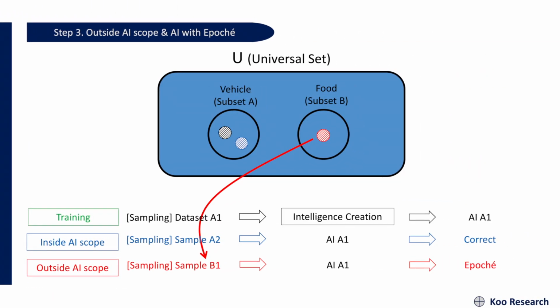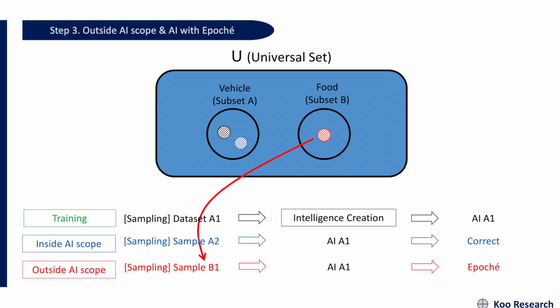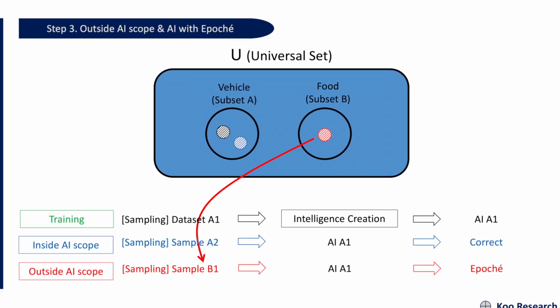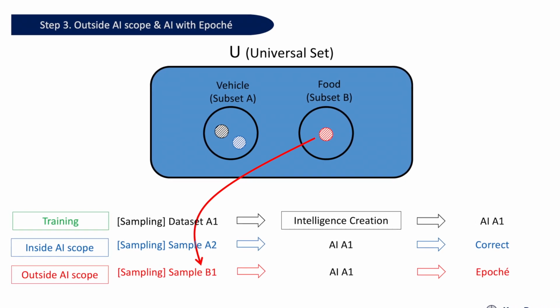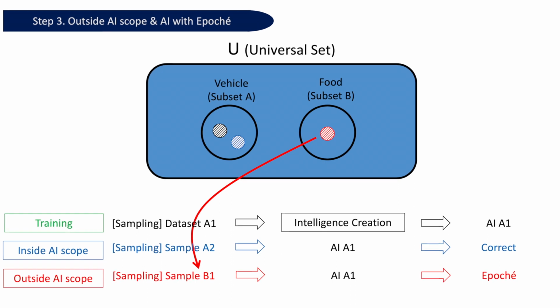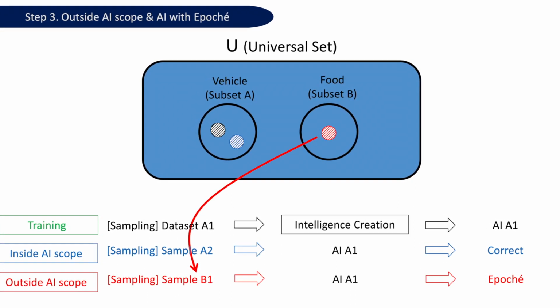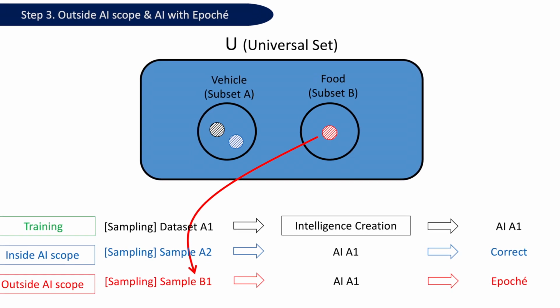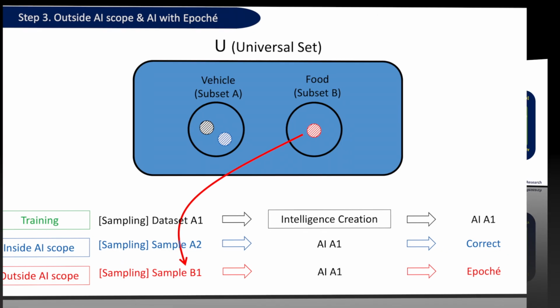Therefore, defining the outside AI scope and detecting samples outside AI scope are crucial for accurate AI recognition. My study concentrates on metacognition AI identifying such instances that fall outside AI scope. This prevents misrecognition, such as sample B1, through ePOSH, halt judgment, and integrates them into future retraining efforts.